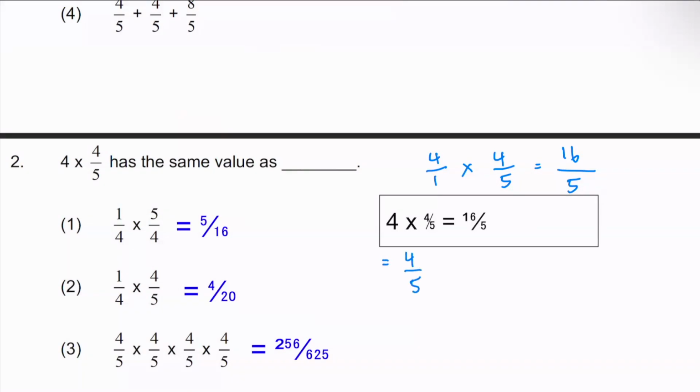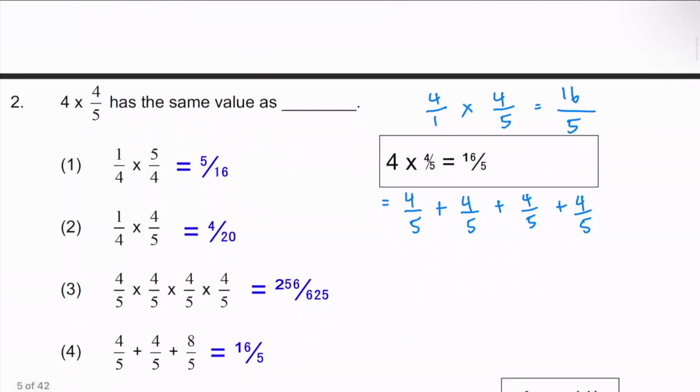5, which is 4 over 5 plus 4 over 5 plus 4 over 5 plus 4 over 5. Okay, please keep note. Okay, remember this. 4 times 4 over 5 means 4 over 5 plus, not times. Okay, so let's look at the options that you have. You have 4 different options.